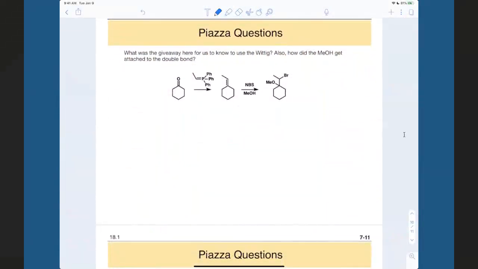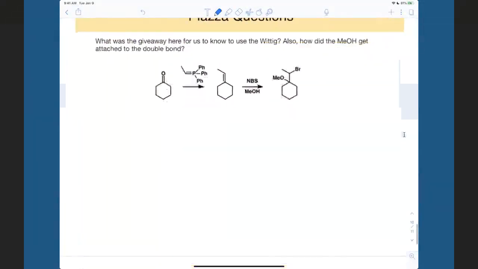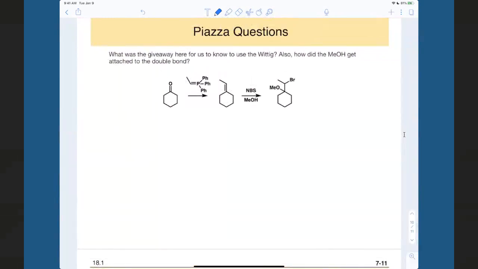So this is one of the extra practice solutions, I think, from exam 3, maybe. The question was, what was the giveaway here for us to know to use a Wittig reaction? Also, how did methanol get attached to the double bond? So I think the way you know it's a Wittig is actually by recognizing the reaction you need to use to make this type of functional group.